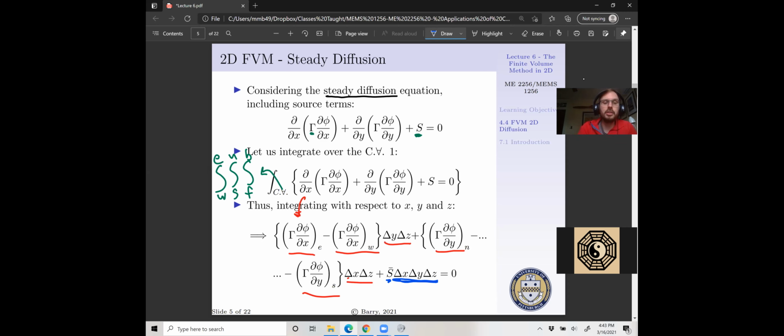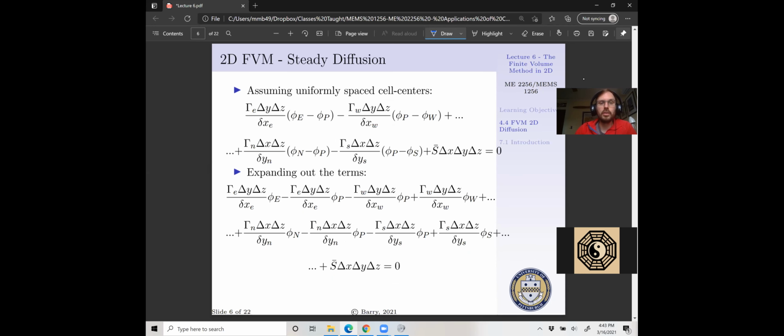Now, what we need to do is recognize that for these derivatives, the partials of our conserved quantity with respect to our spatial dimension, we can use a representation of a derivative to re-represent these. And this will allow us to represent it in terms of our conserved quantities within our cell centers. So if we assume we have uniformly spaced cell centers, we're just going to do a basic backward difference.